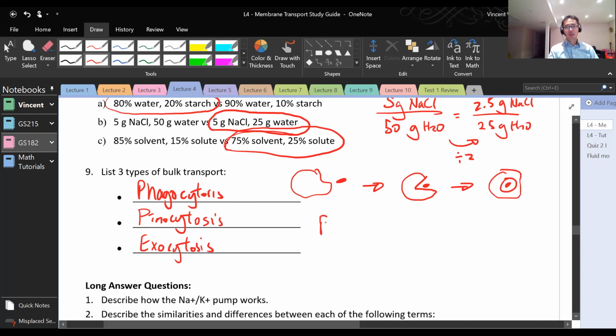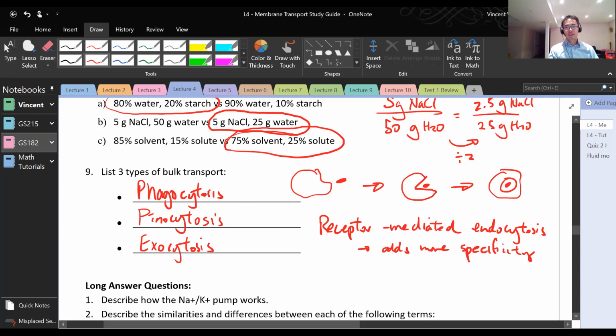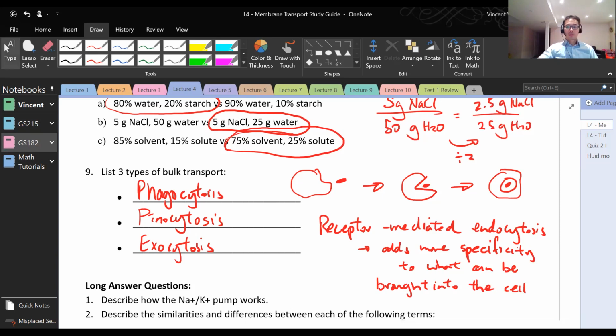Okay. There's also another kind called receptor mediated endocytosis. It's in the notes. So this one, it adds more specificity to what can be brought into the cell. Okay, it must first match the receptor, then it's going to trigger the endocytosis. All right.